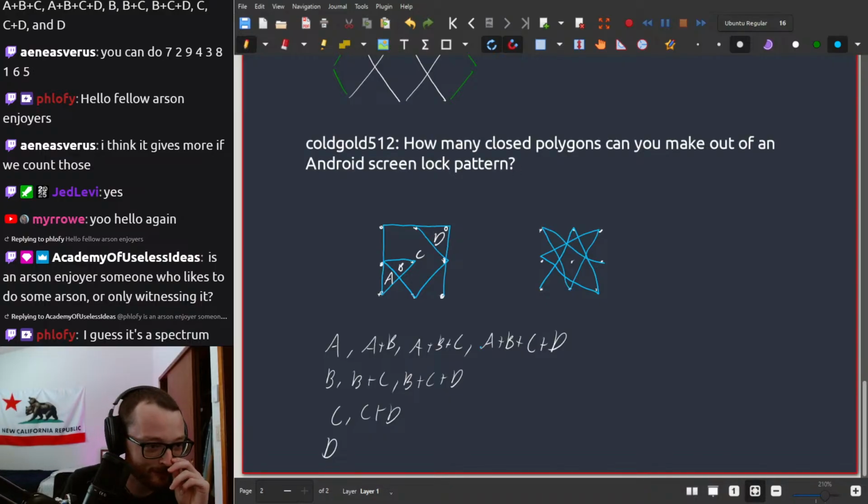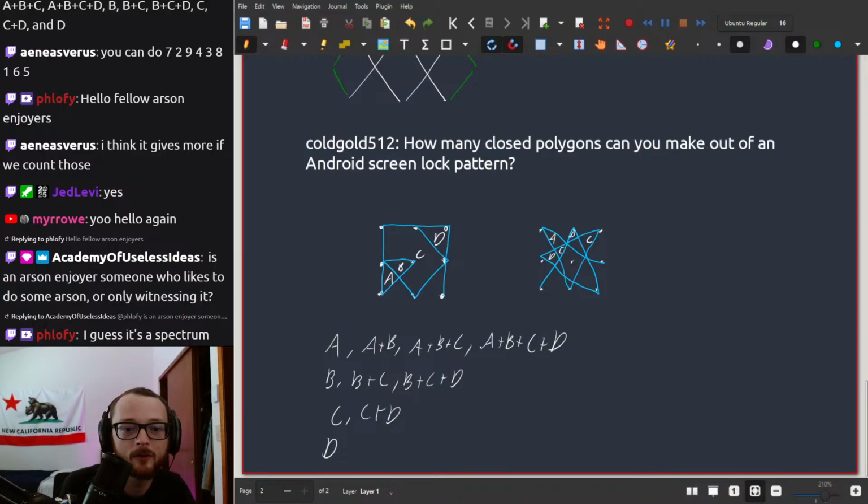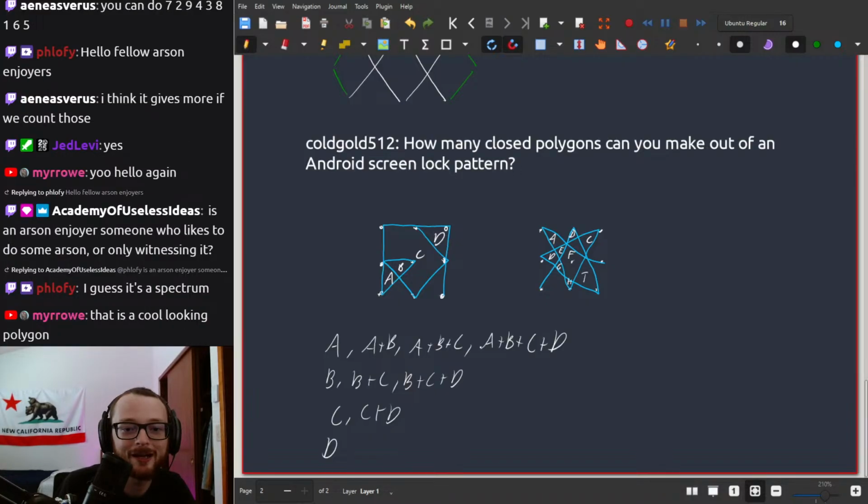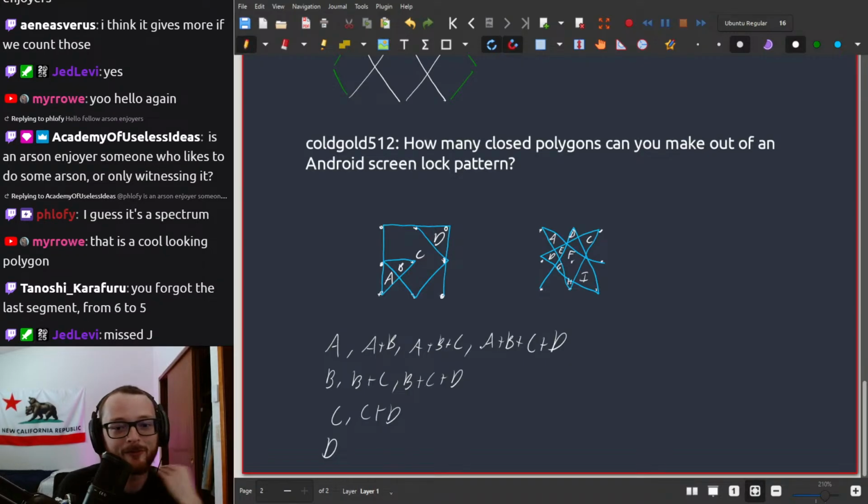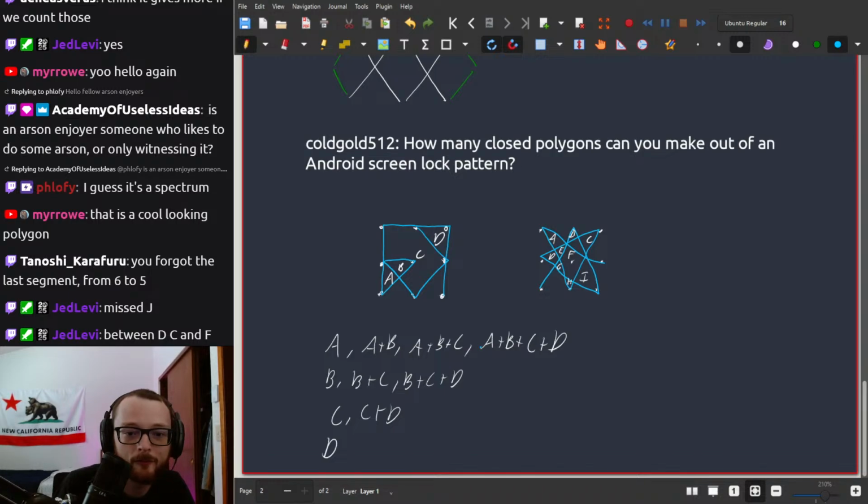This has to be a lot more. A, B, C, D, E, F, G, H, I? Yeah, I forgot the last... Oh, from 5 to 6? Or 6 to 5. But oh my, I'm not drawing this perfectly. It's kind of important for this one.